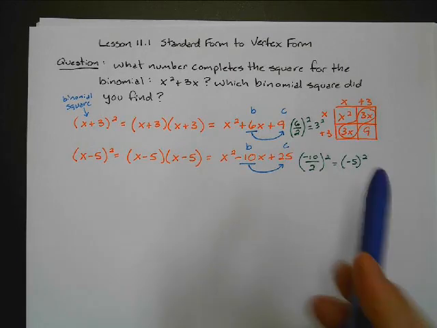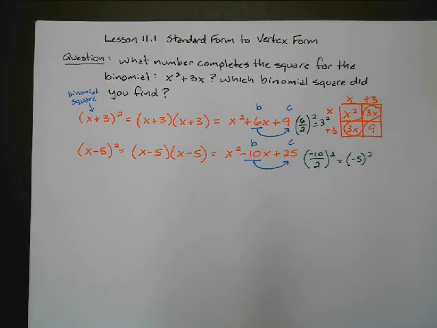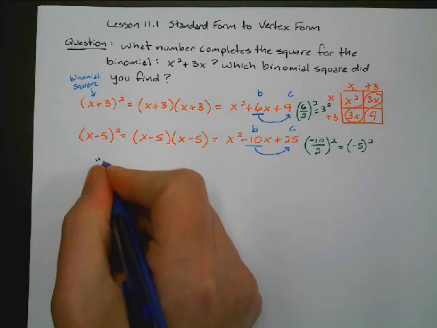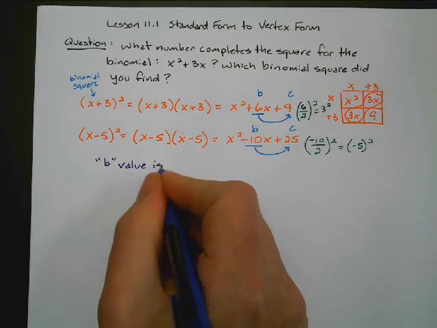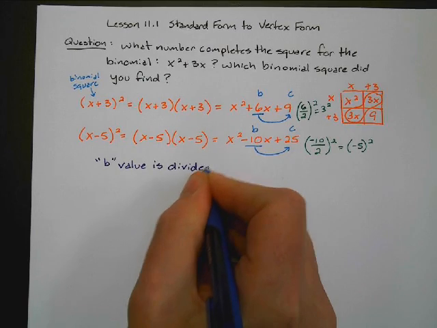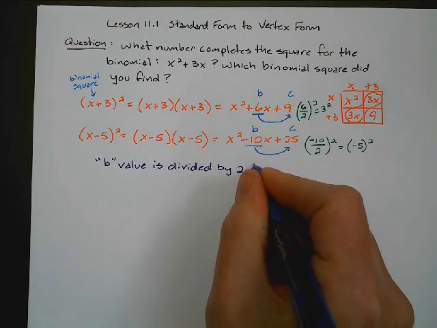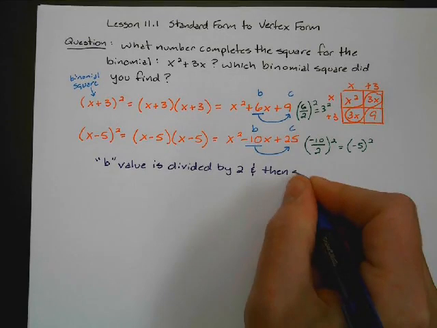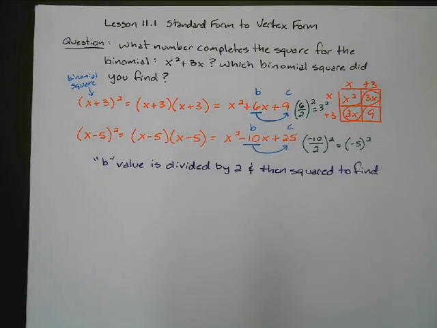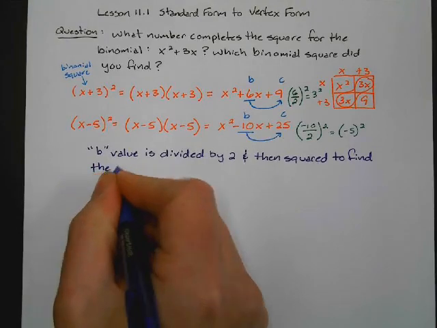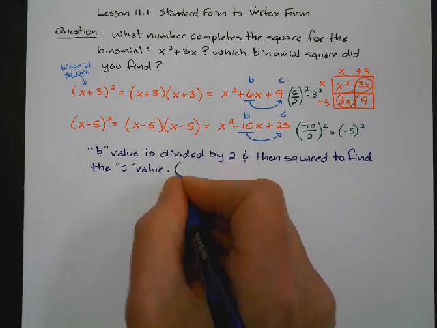So what we call that process, if you start here and you're looking for these last two numbers, is completing the square. And what we notice is the b value is divided by 2 and then squared to find the c value. And that's just called completing the square.